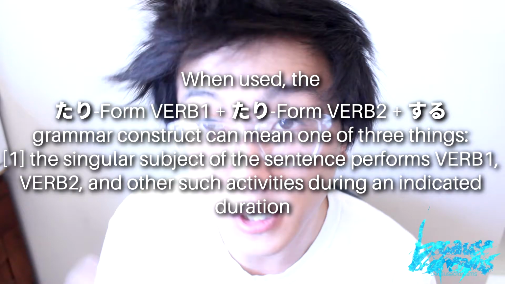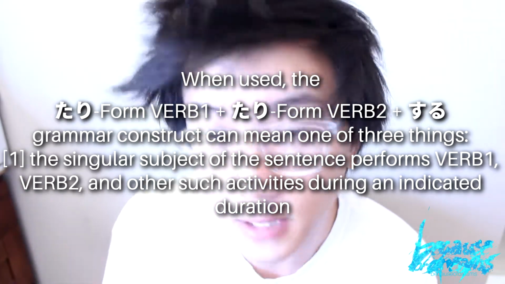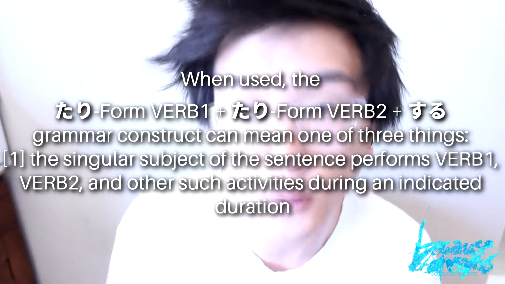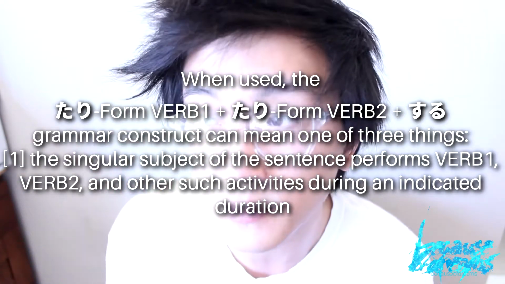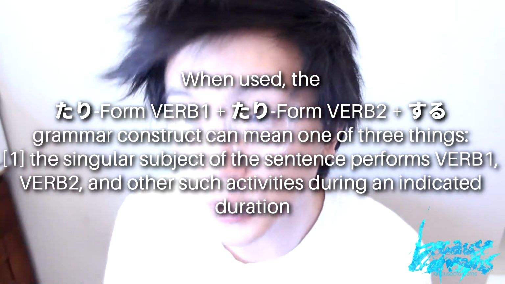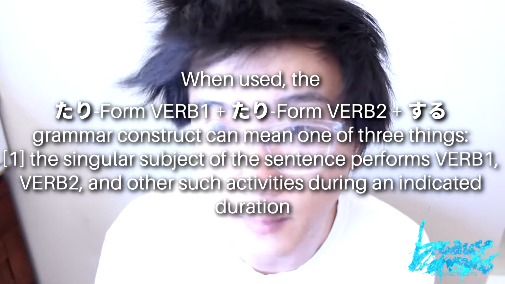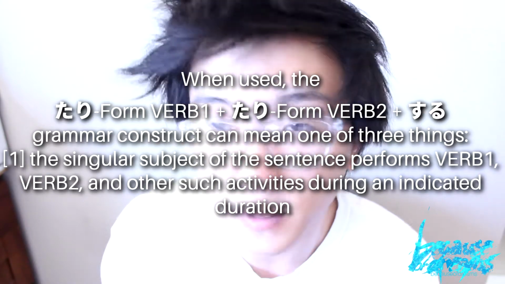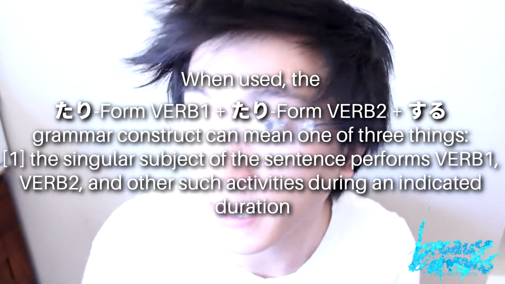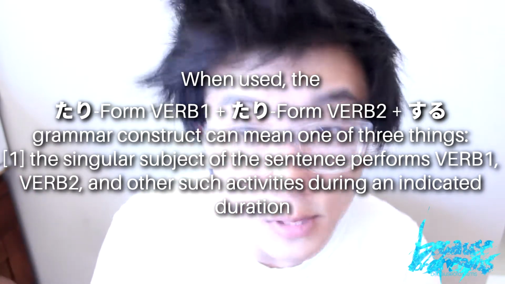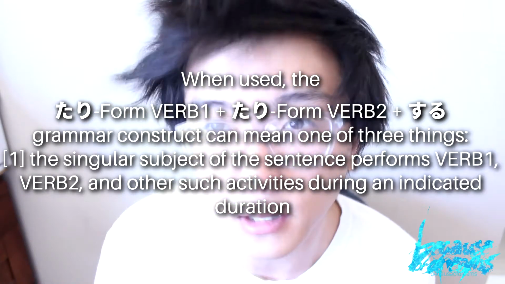such things. So again, with more emphasis on the grammar this time, what verb 1 in tari form plus verb 2 in tari form plus the regular verb suru means is that a particular subject does verb 1, verb 2, and other such things in an indicated duration of time or whatever. So in English, this might mean something along the lines of yesterday I cleaned my room, I ate dinner, I played video games, I read books, and other such things, or etc., or something along those lines.